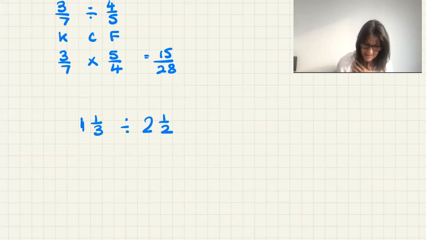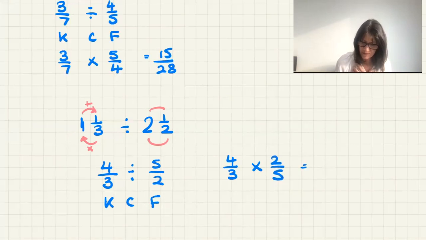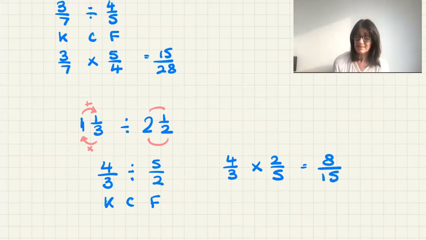So do that process. Get it into a fraction first. 3 times and then add on the top. Remember that process in order to get that right. So 3 times 1 is 3, plus 1 is 4. So that's going to be 4/3 divided by 2 times 2 is 4, plus 1 is 5. 5/2. Now I've got to do my keep, change, flip. So I'm going to keep 4/3, change to the times, flip that over. 4 times 2 is 8, and 3 times 5 is 15. And actually that one doesn't cancel.